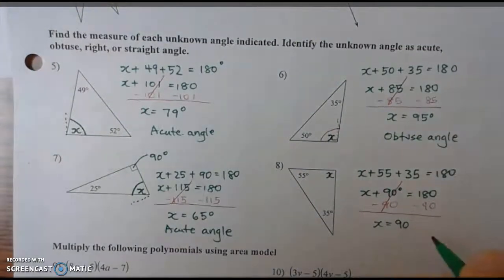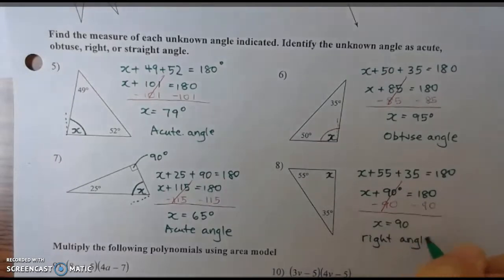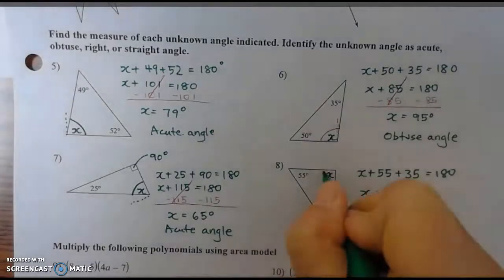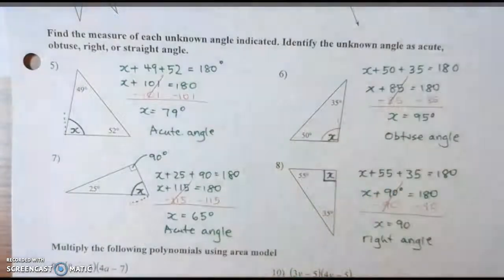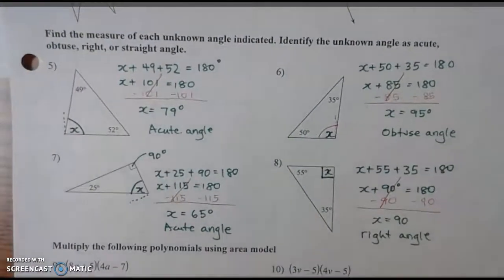Okay, what sort of angle is this? Is this an acute angle? An obtuse angle? No, this is what we call a right angle because it's exactly 90 degrees. And we can even put our notation to say that is 90 degrees.